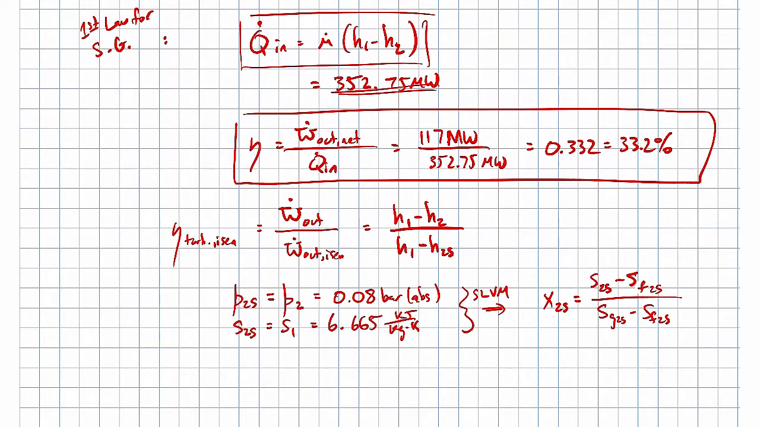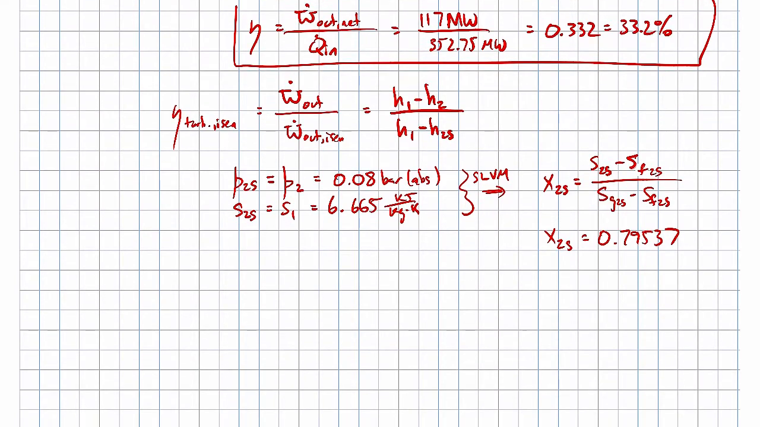So we would need to look up SF2S, the saturated liquid specific entropy, and SG2S, the saturated vapor specific entropy. Those you can find because we know we're dealing with a pressure of 0.08 bar saturated liquid-vapor mixture. So that's where those values come from. When you work out the numbers, S2S comes out to be about 0.79537.